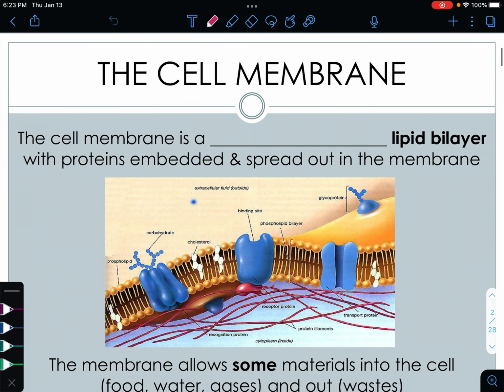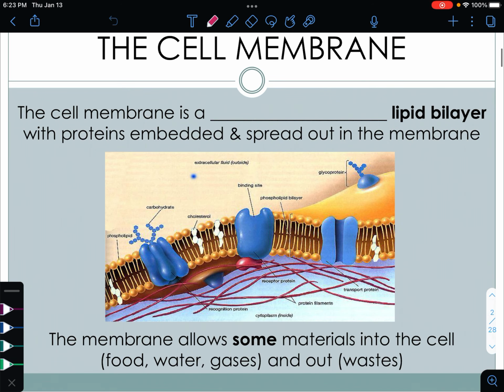All right, so the main cell part that we're going to be talking about during this unit is the cell membrane. If you guys can remember from our previous cells unit, the job of the cell membrane is to let things in and out of the cell.